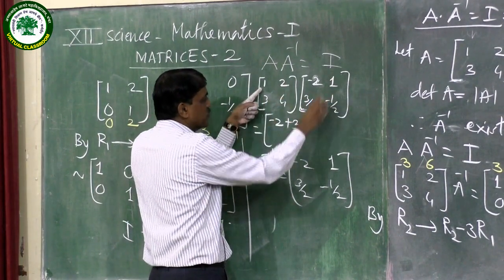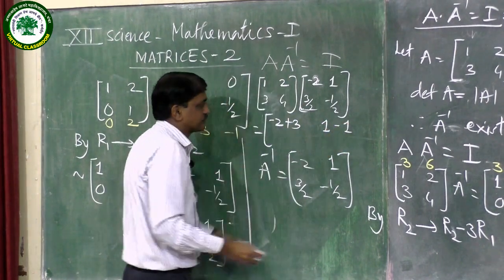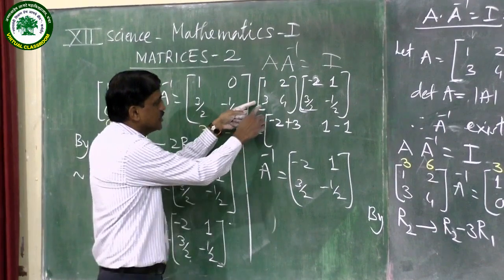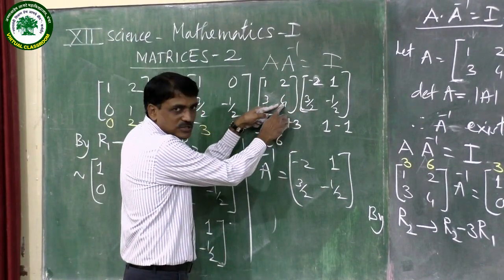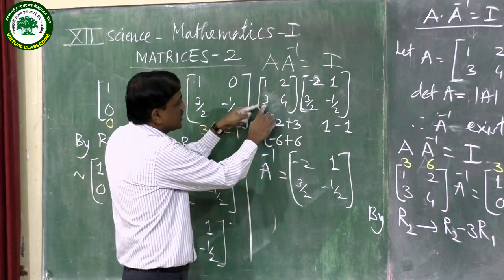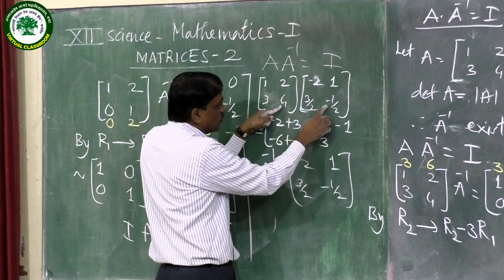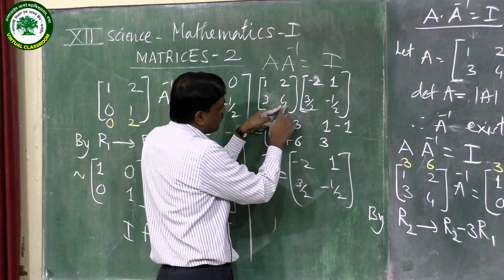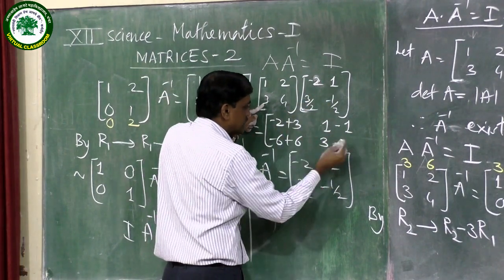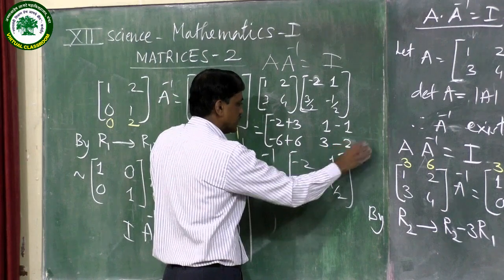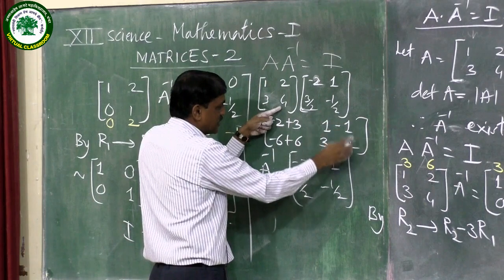First row, second column, 1 into 1, 1, 2 into minus half, it is minus 1. Second row into first column, 3 into minus 2, it is minus 6, plus 4 into 3 by 2, it is 6. Second row, second column, 3 into 1, it is 3, plus 4 into minus half, it is minus 2.